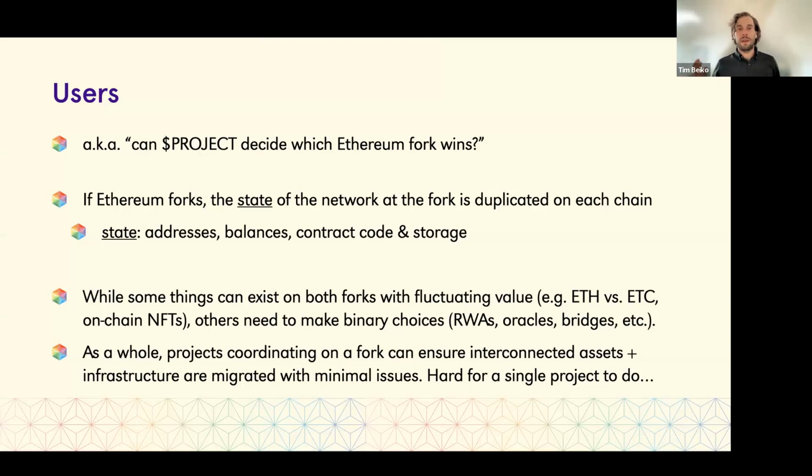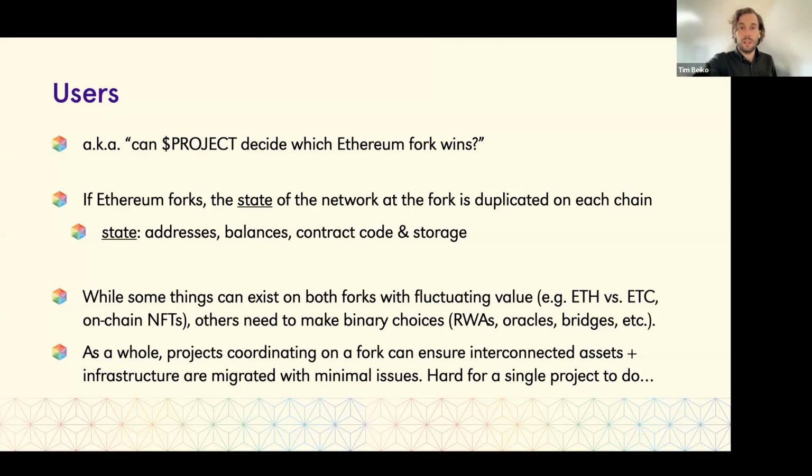But then there are some projects that really need to make a binary choice. So something like a real world asset, like a stablecoin, if there's a single dollar in a bank account, it needs to decide which token on which chain can actually redeem this dollar. And similarly, something like an oracle or a bridge reports something from outside the chain back to Ethereum itself or vice versa. And so they need to decide which price from which exchange maps to which asset on which chain, or if you're an L2 accepting a deposit, which deposit is valid and so on.